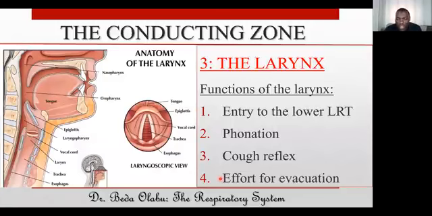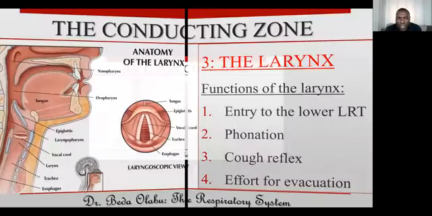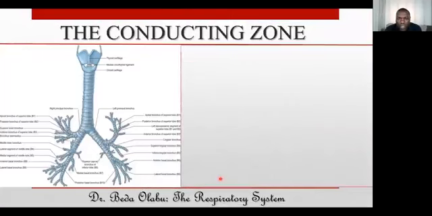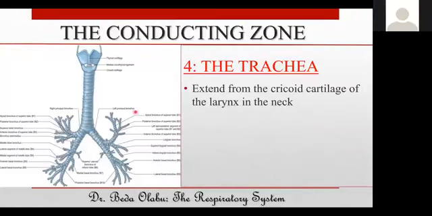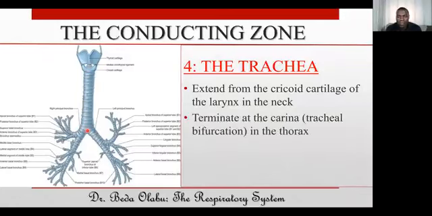Great. After the larynx, we go to the trachea. The trachea extends from the cricoid cartilage, which is at the level of the larynx. And the cricoid cartilage is found in the neck, of course. It extends all the way to this region. That region is known as the carina.